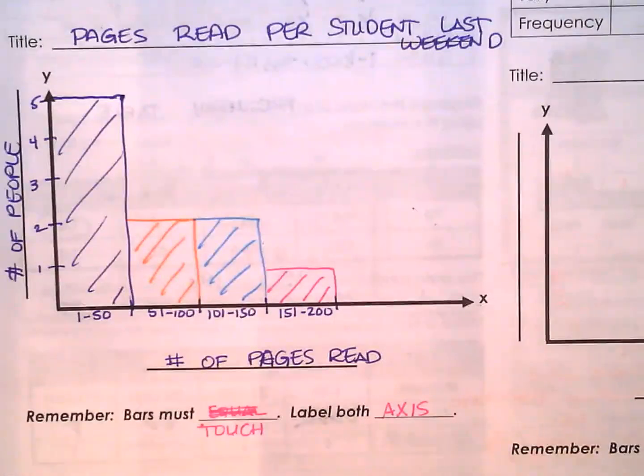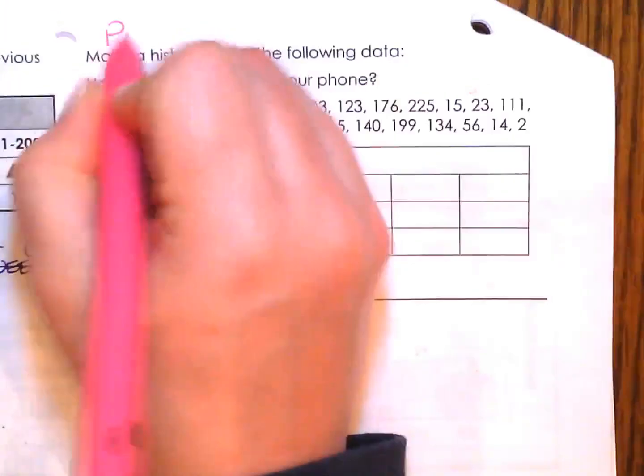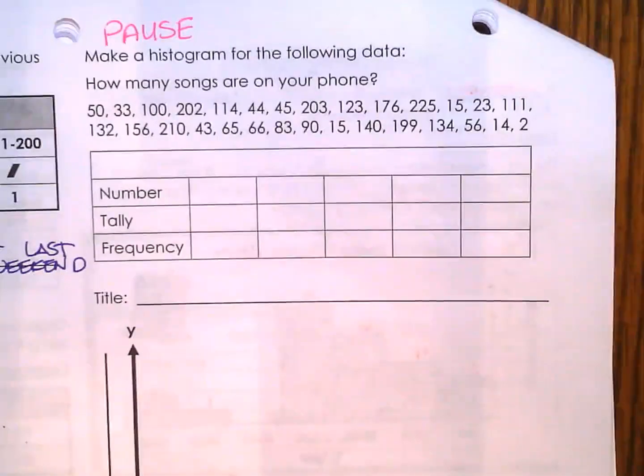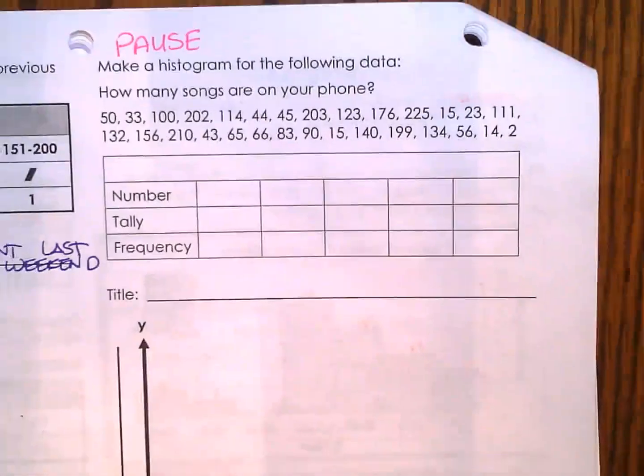All right. So I'm going to have you pause the video right here. Pause. And I want you to try to complete the histogram on page 14B. And when you're ready, come back and we will do it together.